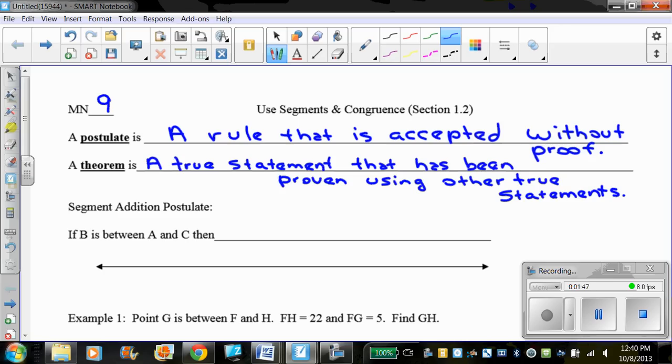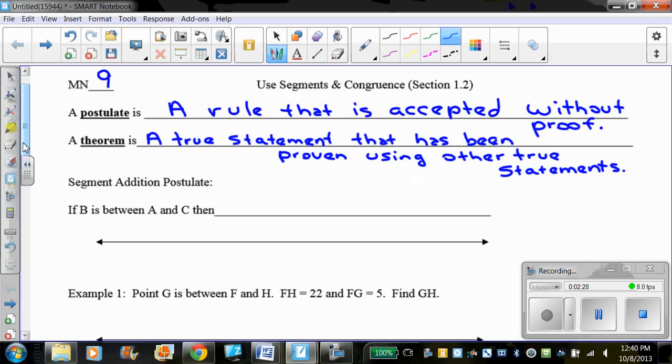The idea of a theorem, or what I tend to think of when I hear theorem, is if, for instance, you have a lawyer in front of a judge and they're trying very hard to show proof that their client is innocent, they would use proof. They would have to prove using evidence or other true statements that in fact their client is not guilty. You can't just say, like a postulate, my client is guilty, and assume that that's going to go. A theorem, you have to prove it very logically with very clear definitions. So a theorem needs to be proven. A postulate is just a rule that we accept without proof.